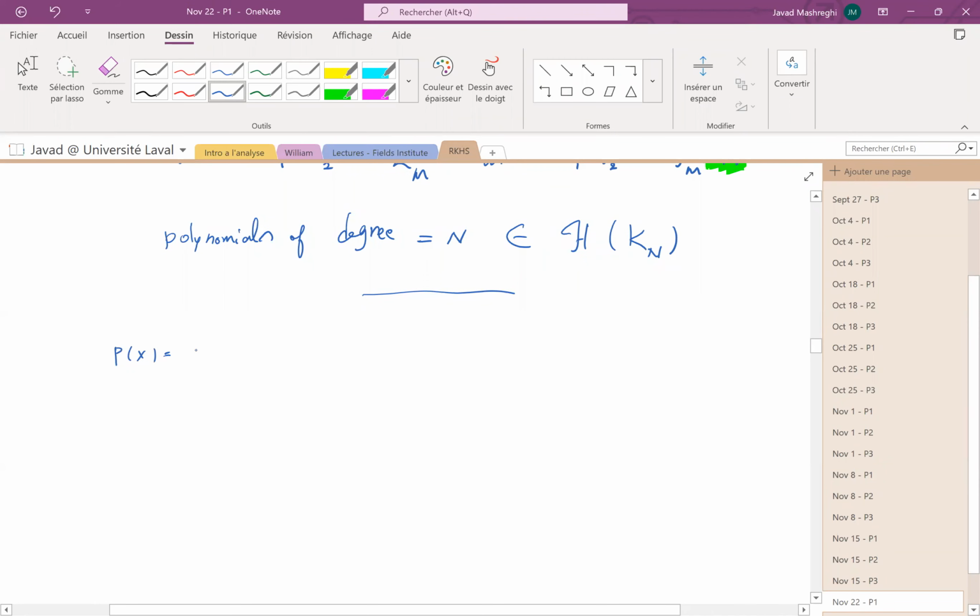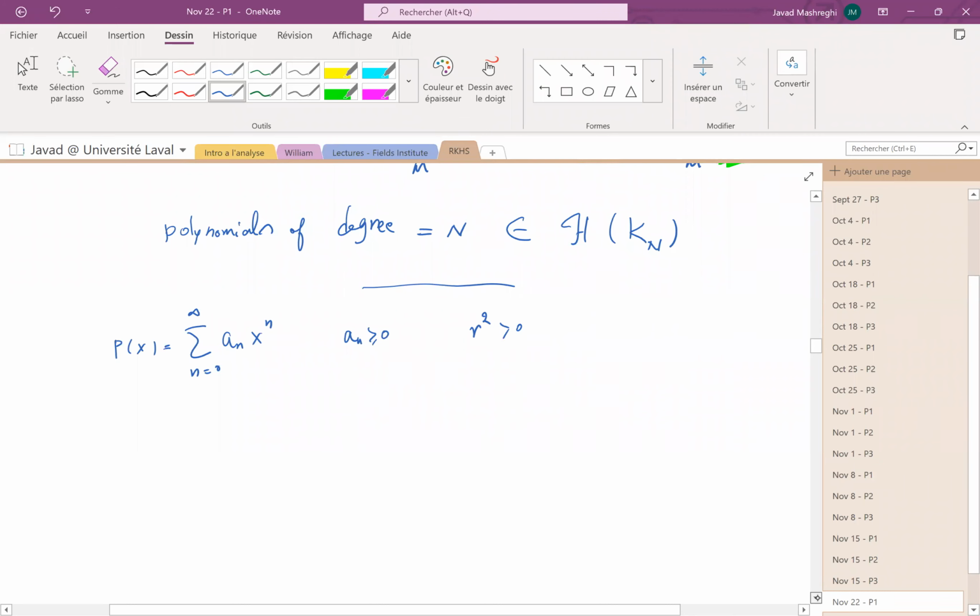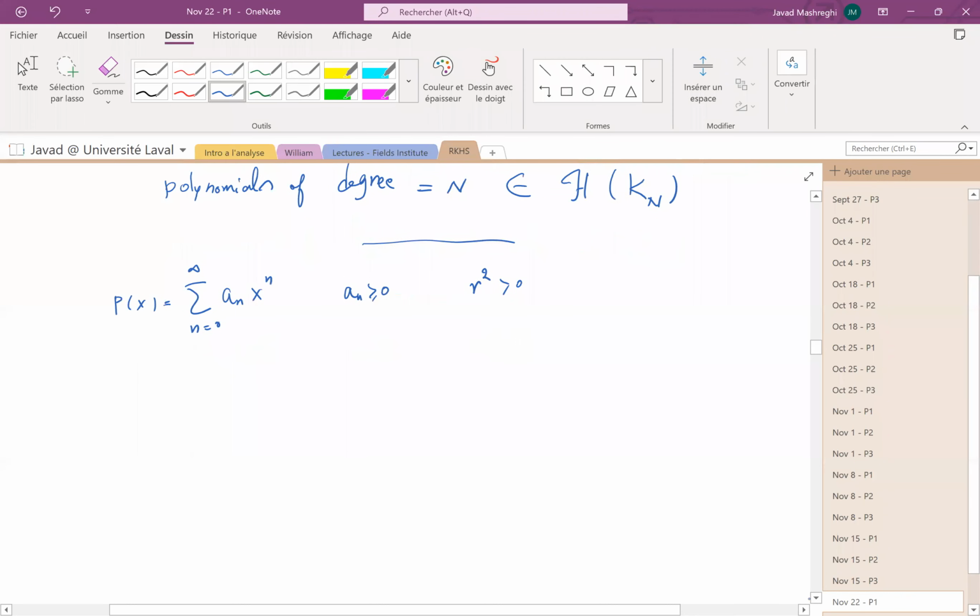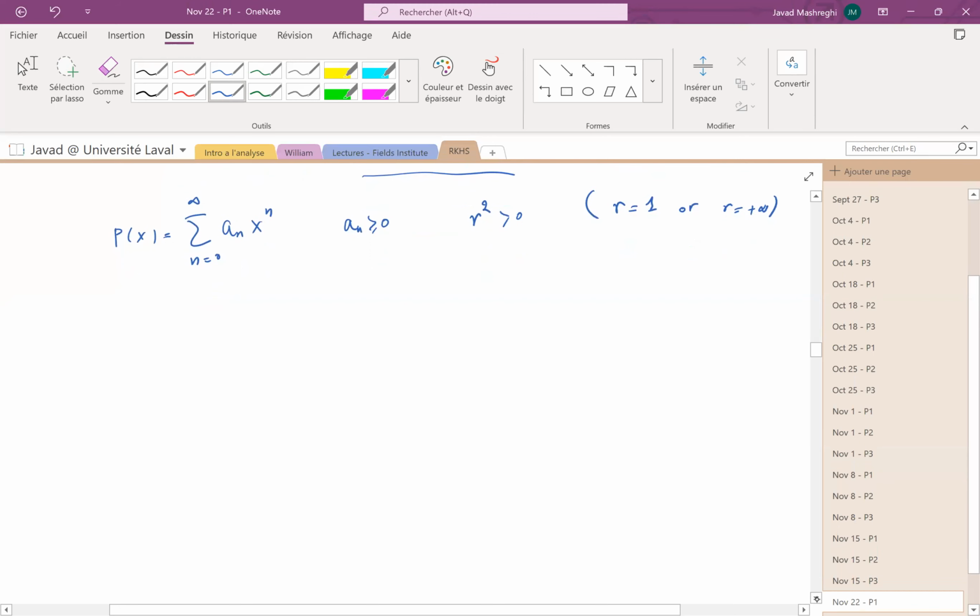So, P of X, or P of Z, equals the sum over n from 0 to infinity of a_n x^n, with a_n positive, and the radius of convergence as before, R strictly bigger than 0. R can be plus infinity too, but it can be finite. And as I said before, usually we normalize it such that either R is equal to 1 or R is equal to plus infinity. It can be transformed into these two cases.